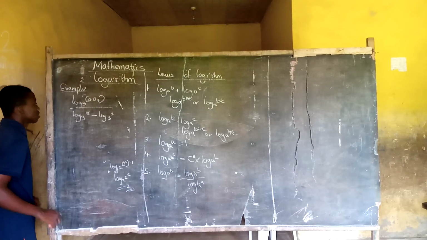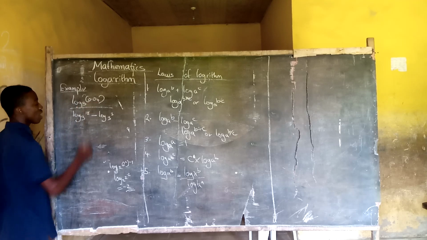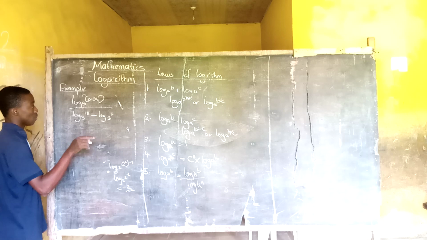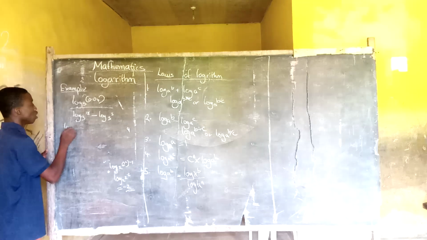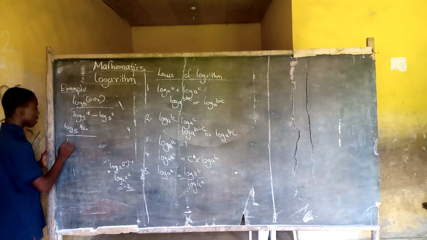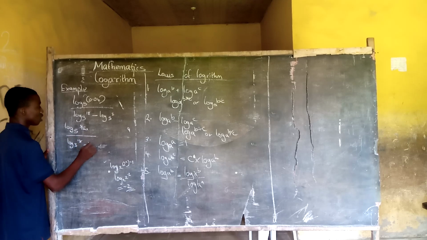Let's do it. This is 0.04, and I can express it as what? 4 over 100. Yes, 4 over 100. So this becomes log to base 5 to the power of 4 all upon 100, all over log to base 3 to the power of 18 minus log to base 3 to the power of 2.